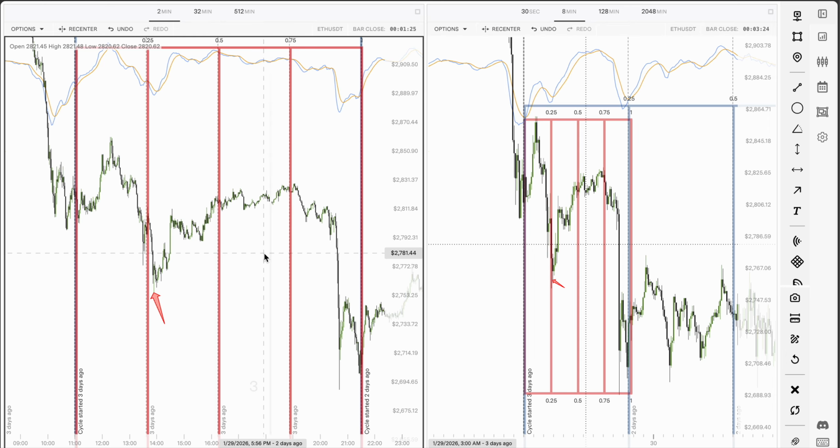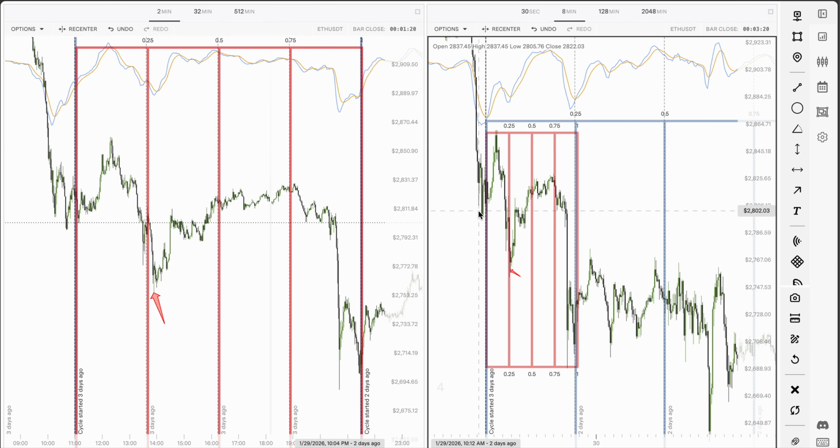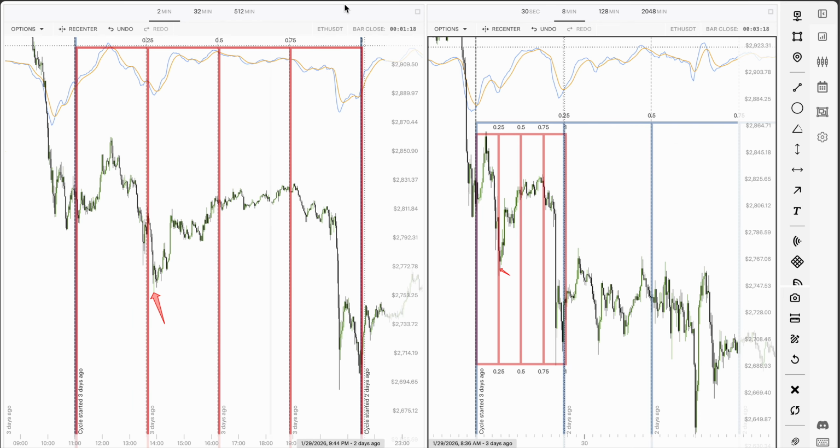This again is just showing the fractal nature and one of the core components of this trading strategy, which are cycles. They can go down as low as 30 seconds and as high as 1 year or longer, depending on the life of a trading asset that you're looking at.